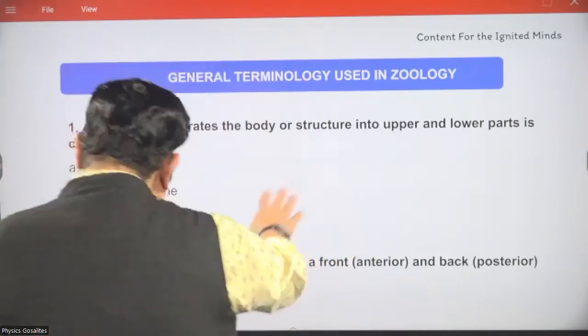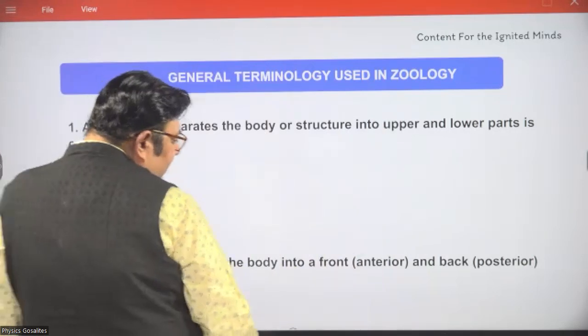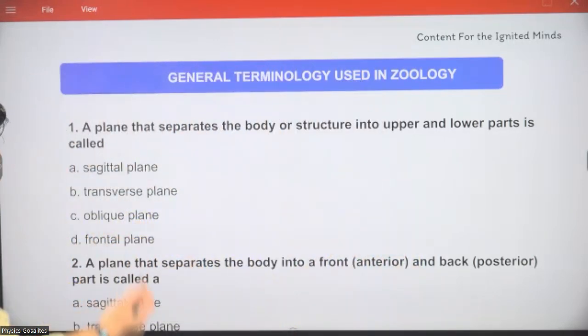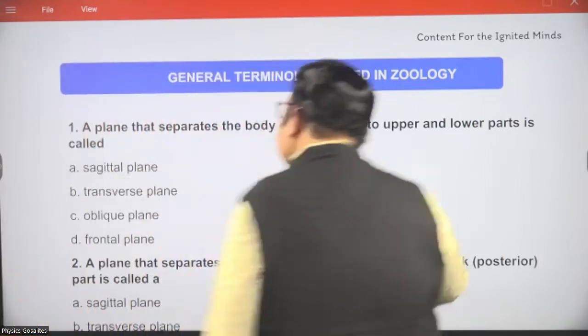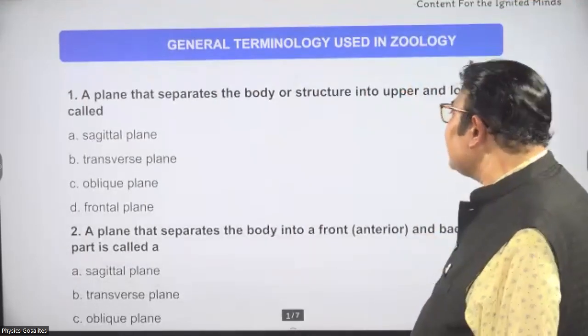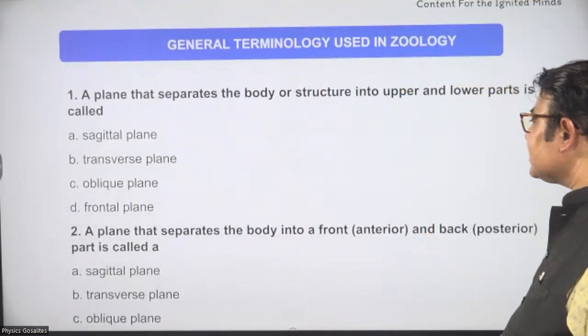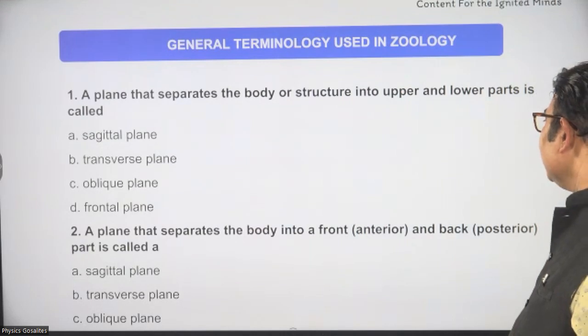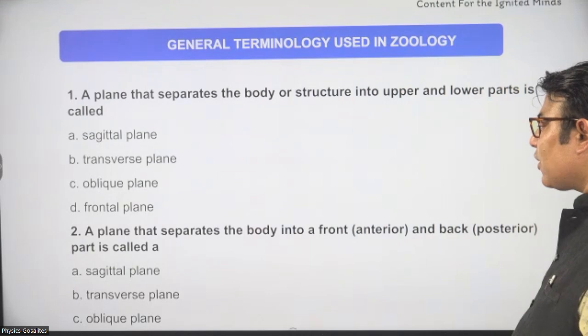Let me just take these 5 questions here, and this is to be given to you because answers are not given. I just want to take a review of whether you understand these questions or not, so that I can prepare the next worksheet according to that. Now the question is, a plane that separates the body or structure into upper and lower parts is called.